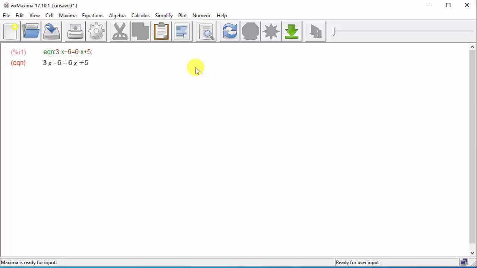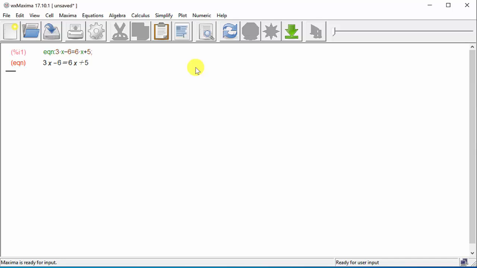Semicolon, shift, enter. So there's our equation. We got 3x minus 6 equals 6x plus 5. So let's just go ahead and solve it like we would on pencil and paper. So the first thing we would do is what? We would add 6 to both sides to get the minus 6 on the right hand side.